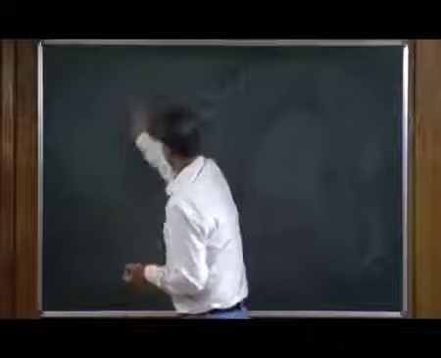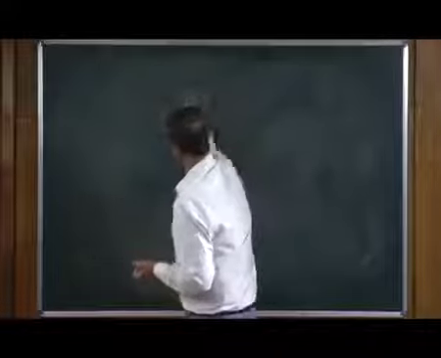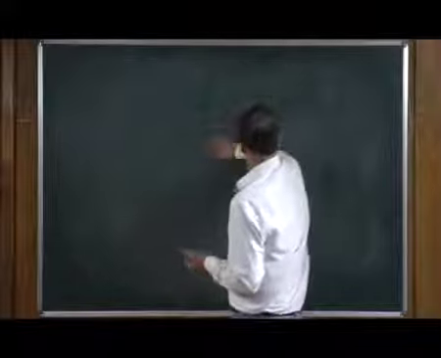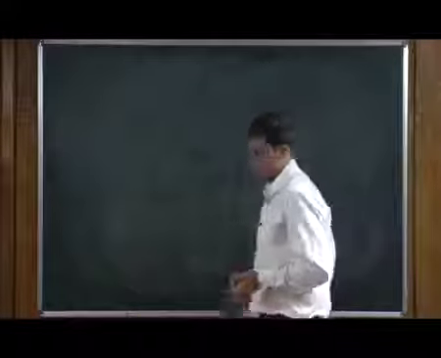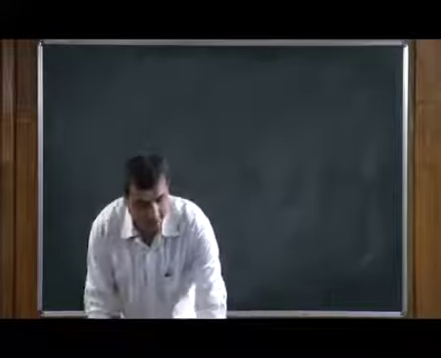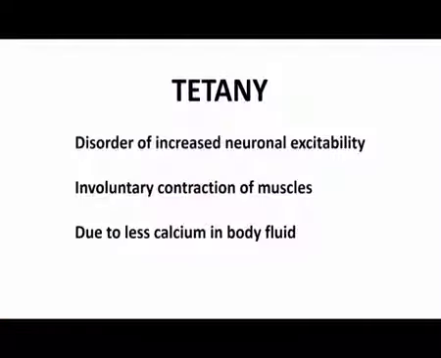So, we are almost getting into the final part, and the last one in the slide is tetany. Tetany is another condition where we have the involvement of muscular mass, and tetany is a disorder of increased neuronal excitability. Now, what is happening? The whole neuron is getting excited.